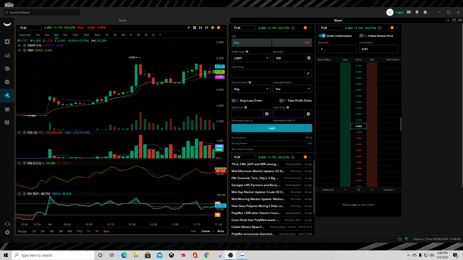Today we're going to talk a little bit about stop losses. So let's look at PLM. PLM opened up at 318, came down, and consolidated around the trade line. You got a trade line VWAP cross with an increase in volume here.